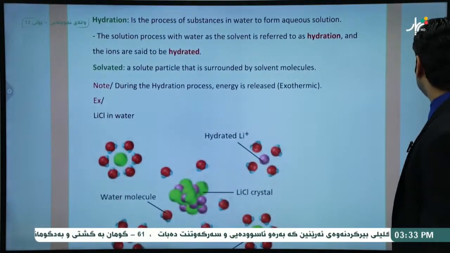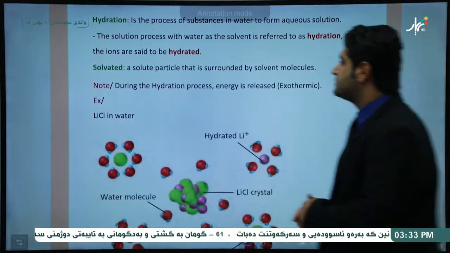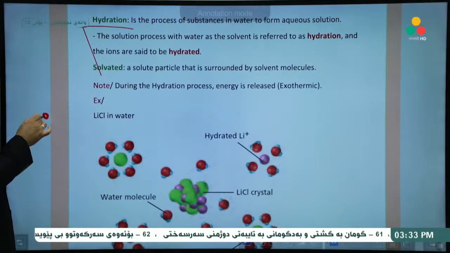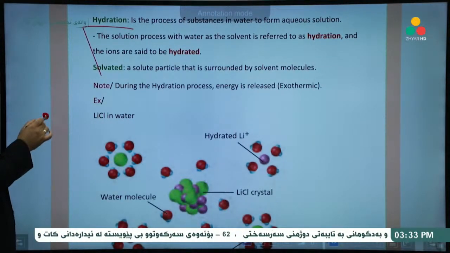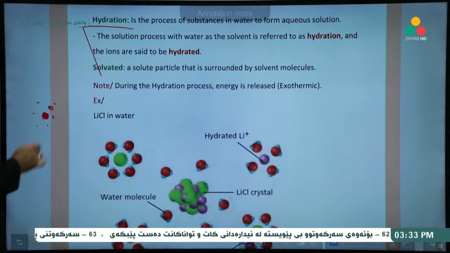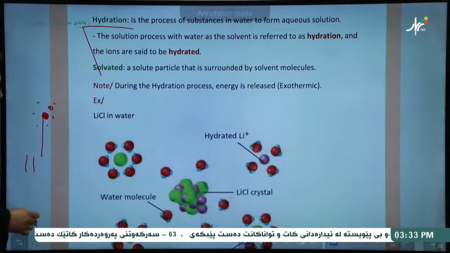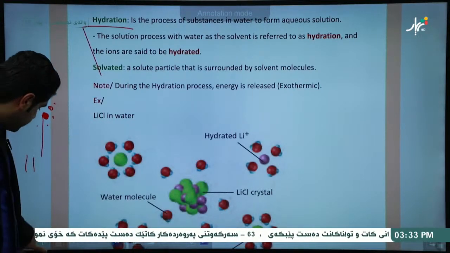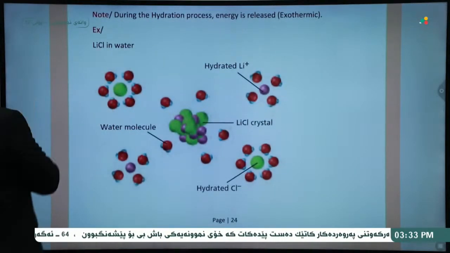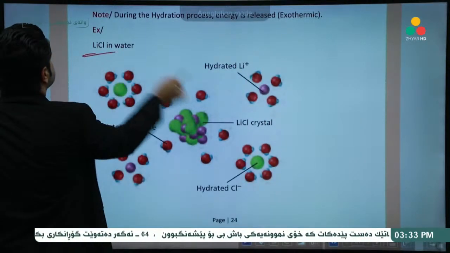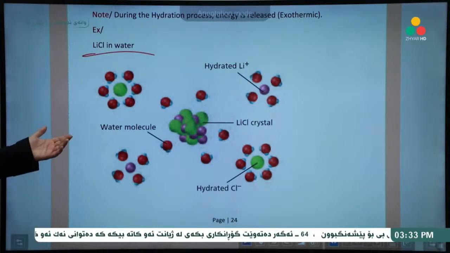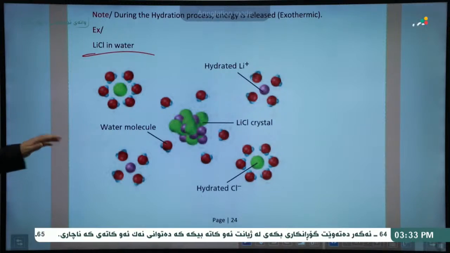Now we have the hydration and solvation processes. Hydration means when we dissolve some compound in water; hydration comes from water. When we dissolve some compound in water and it is surrounded by water molecules, it is hydrated. Look, I prefer to use this picture. It's better than my drawing. We put some LiCl in the water. LiCl is a salt. It can produce positively charged and negatively charged ions.